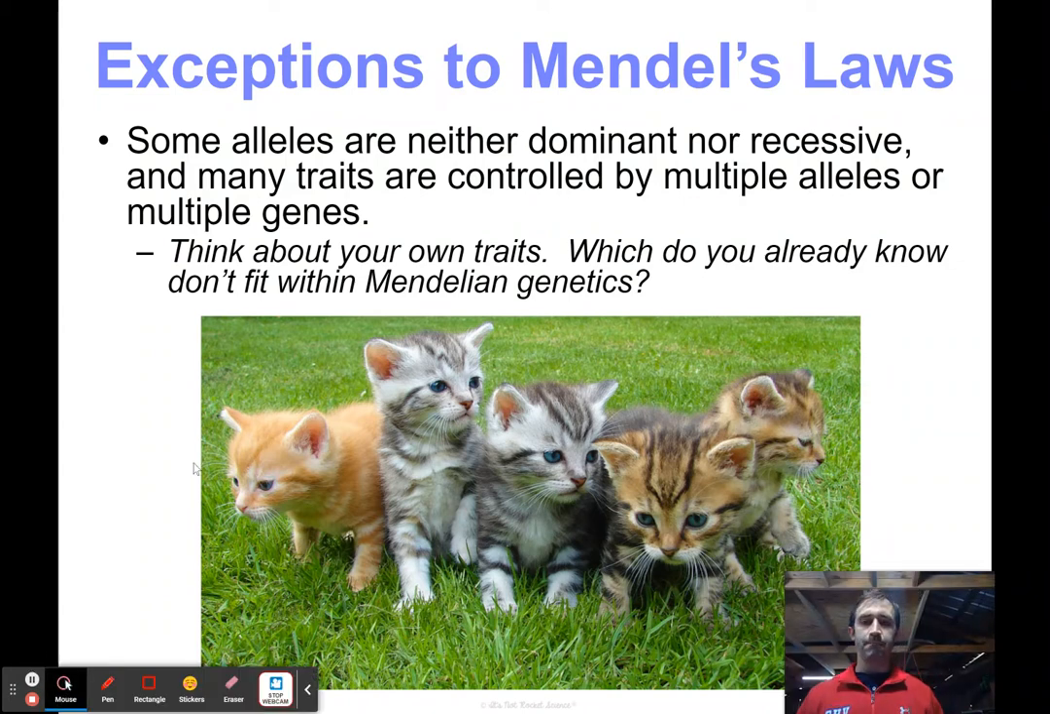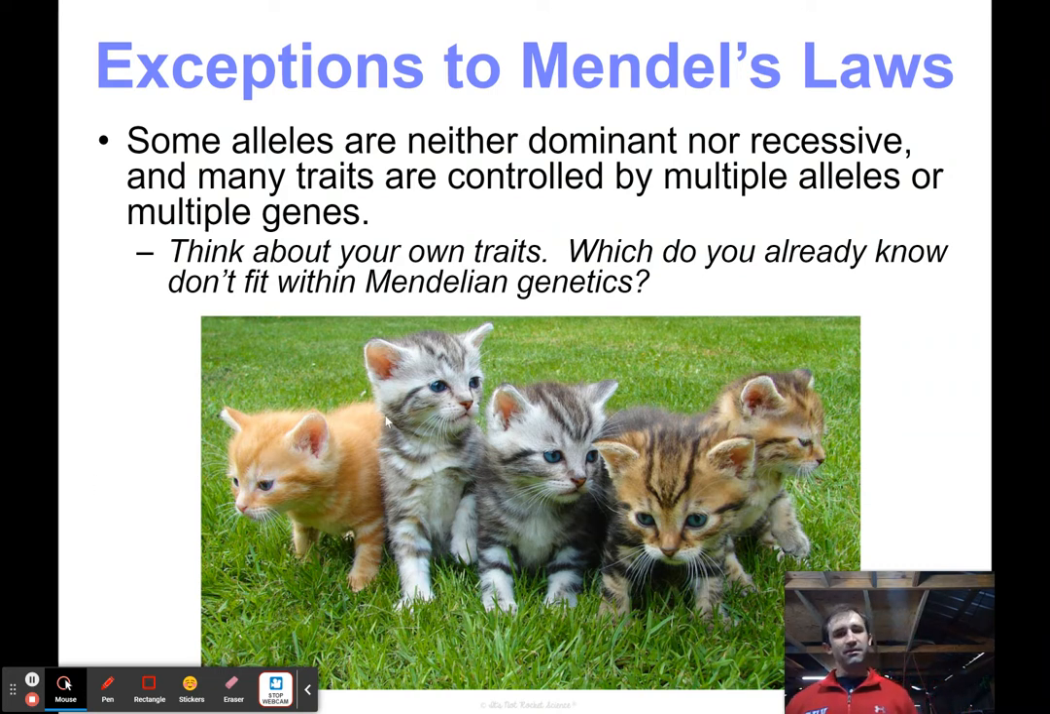Okay, so exceptions to Mendel's laws. Some alleles are neither dominant nor recessive, and many traits are controlled by multiple alleles or multiple genes. Think about your own traits. Which do you already know don't fit within Mendelian genetics? Think about skin color. Think about how many variations there are of skin color. Think about eyes. There's not just brown and blue. Look at these kitties, right? There are so many different variations in their fur color.